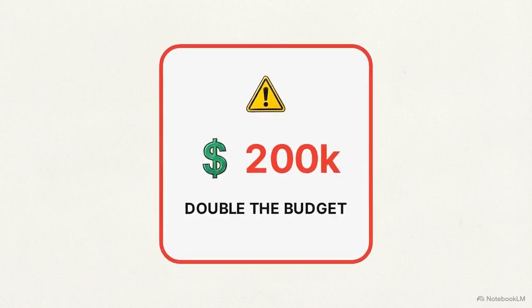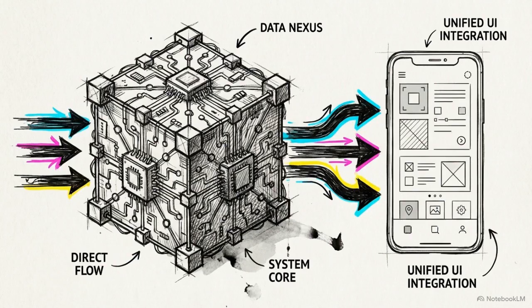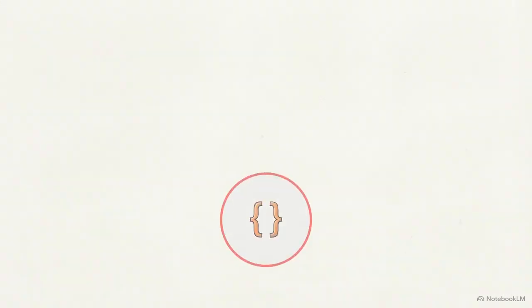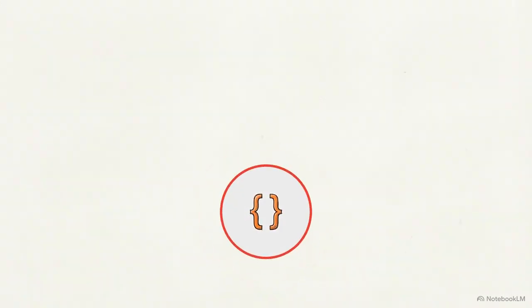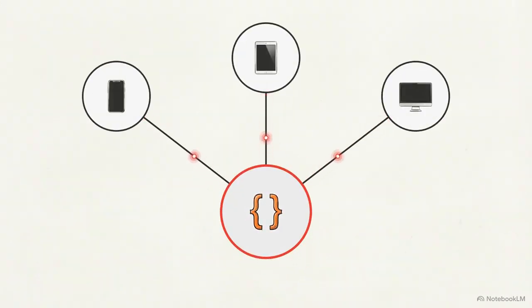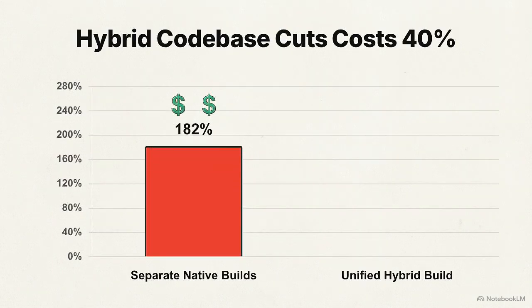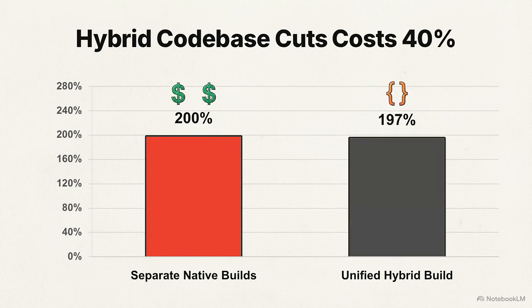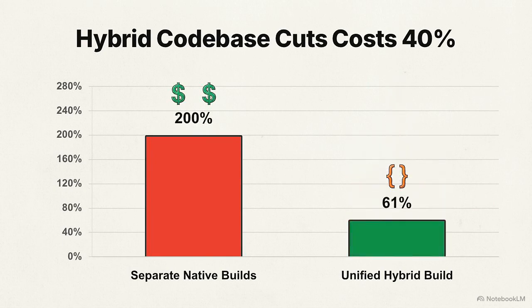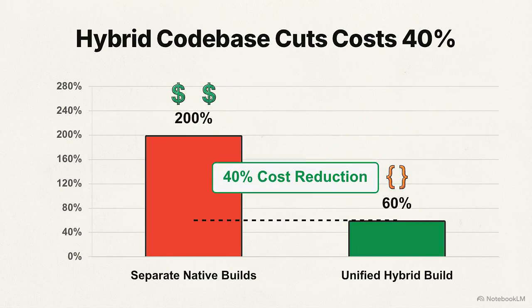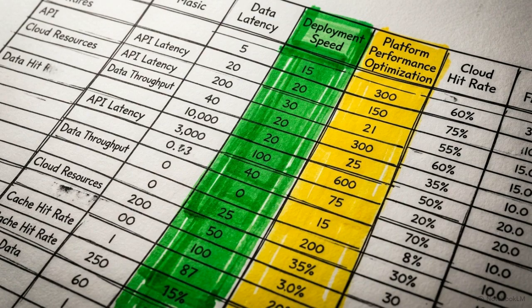single line of code. The hybrid app model offers a different path. Instead of two separate builds, you write a single codebase and deploy it efficiently across multiple operating systems. This chart shows the financial impact of that unified approach. By eliminating the redundant native team, a hybrid codebase can shrink your overall development costs by up to 40%. This is a strict capital allocation choice. You are trading absolute pixel-perfect platform performance for massive deployment velocity.